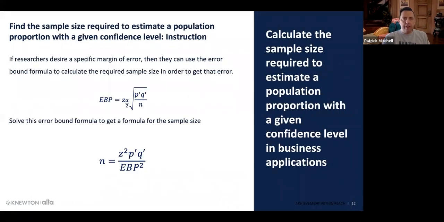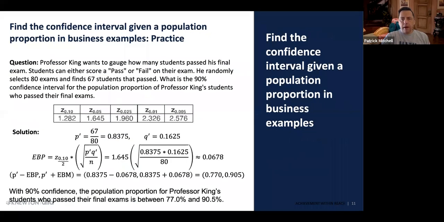So now we move on to finding the desired or required sample size if you want a specific margin of error. So let's say, for example, that this margin of error, 6.8%, was too big. And Professor King decided that he wanted the margin of error to be no more than, let's say, 4%. What he would have to do would be to make the sample size larger.